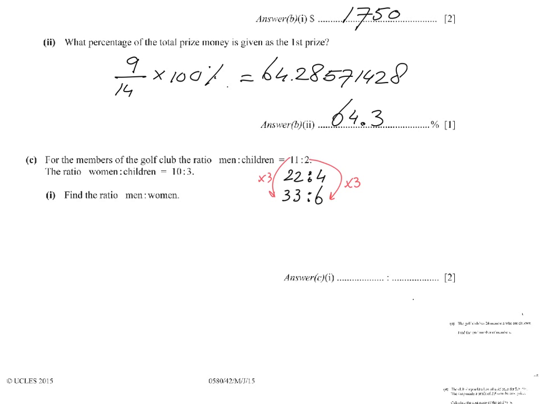Okay. And for the women to children, I can say, well, that is the same as ratio 20 to 6. By a factor 2 I've multiplied it. So now I can compare those two ratios. Men to children, 33 to 6. Women to children, 20 to 6. Then men to women is, I gotta start with the men, 33 to 20. Okay, so the answer will be 33 to 20.